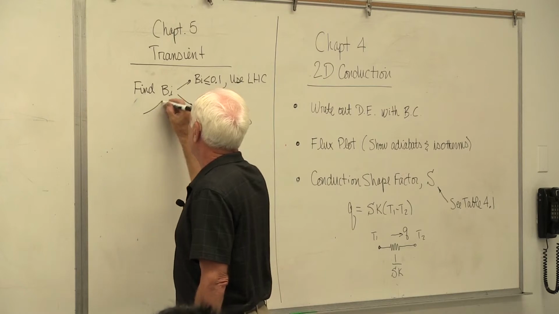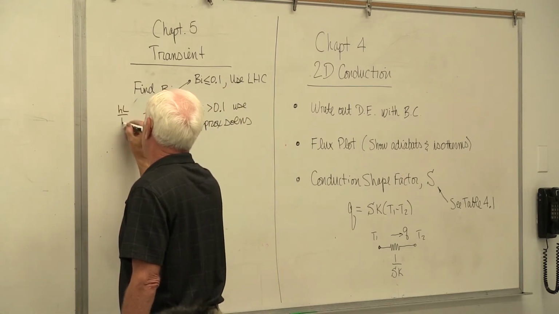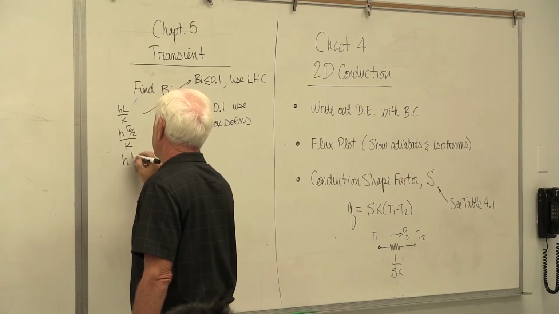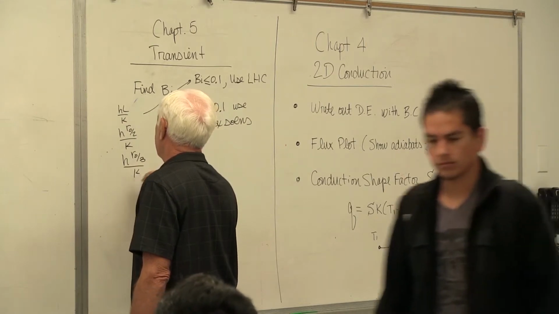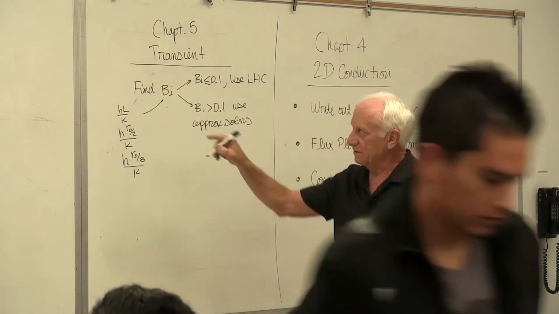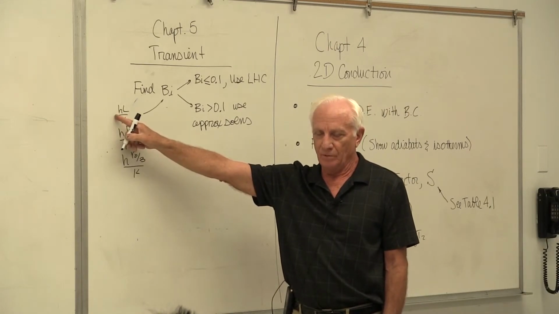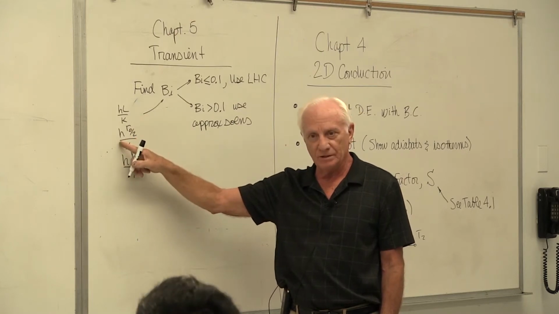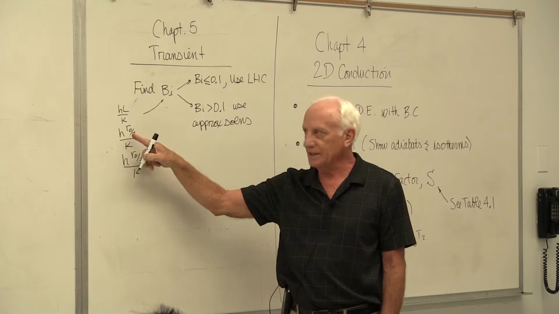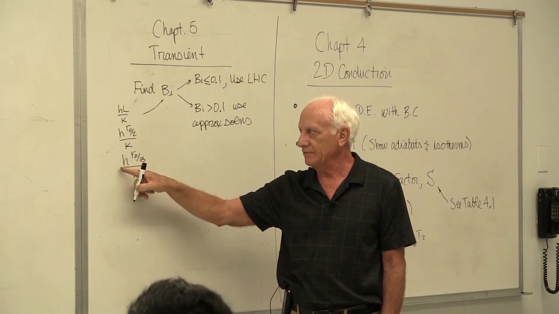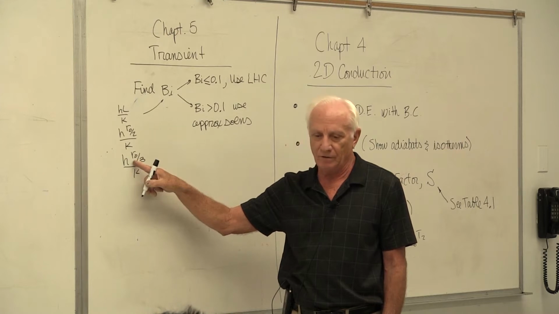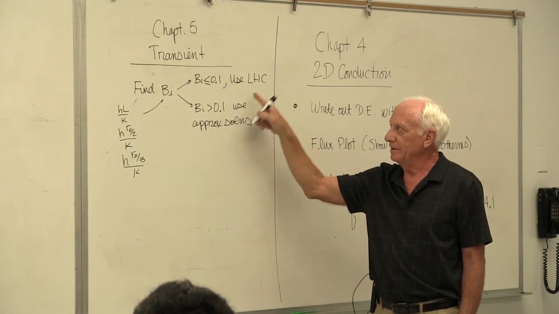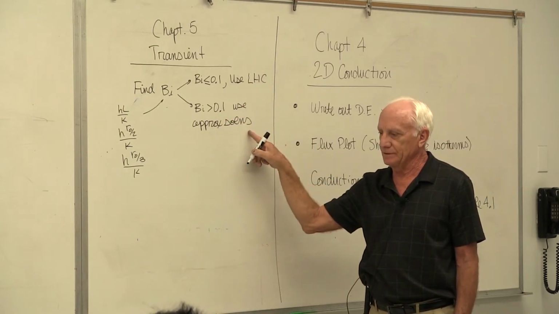That particular Bi is hL over k, or hr0 over 2k, or hr0 over 3k. If it's a plane wall, it's the first one. The wall thickness is 2L. L is called the half wall thickness. If it's a long cylinder, the characteristic length is r0 over 2. If it's a sphere, the characteristic length is r0 over 3. If it's less than or equal to 1/10, use lumped heat capacity. Greater than 1/10, use approximate solutions.